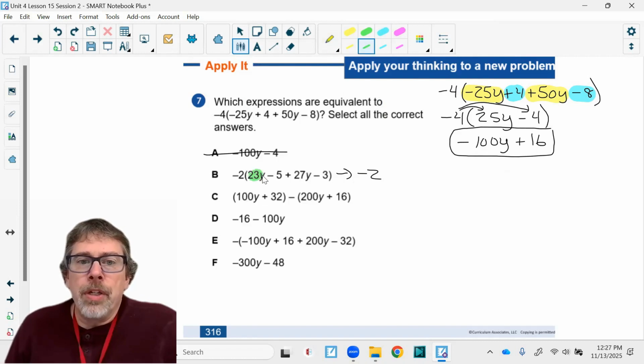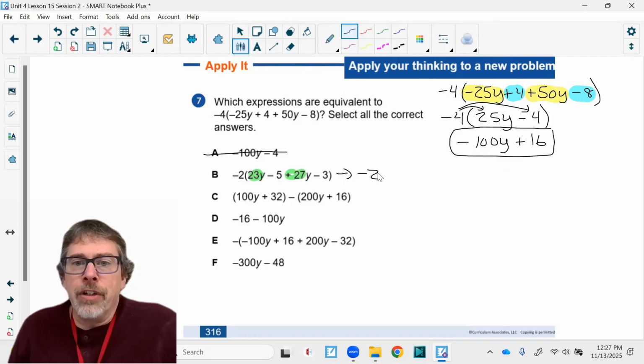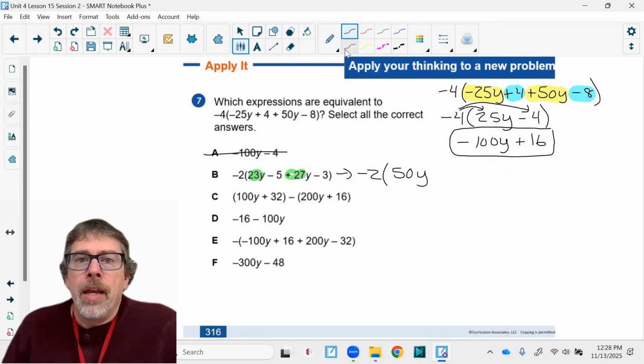I have a 23y and I have a plus 27y, so let's calculate that first. I got my parentheses. 23 plus 27 is 50y. And then I'm going to switch colors and I will highlight my constants, negative 5 and negative 3. So negative 5 plus a negative 3 is negative 8, or negative 5 minus 3, however you want to say it. And now I can distribute this to here.